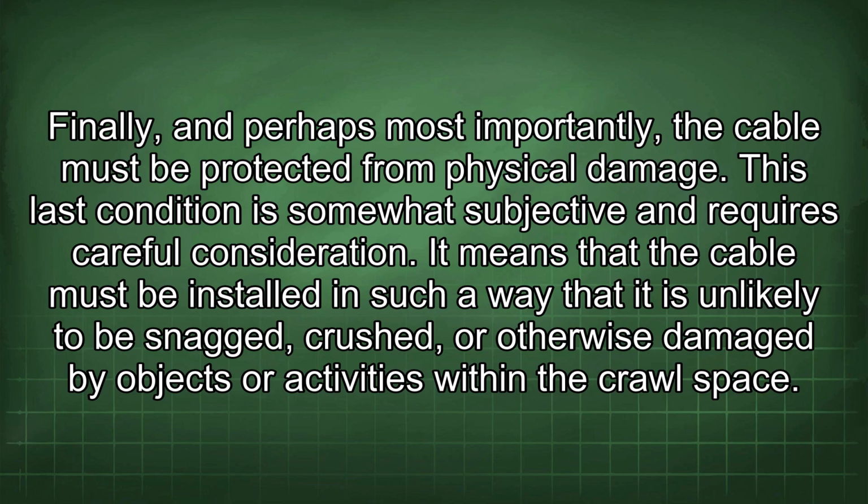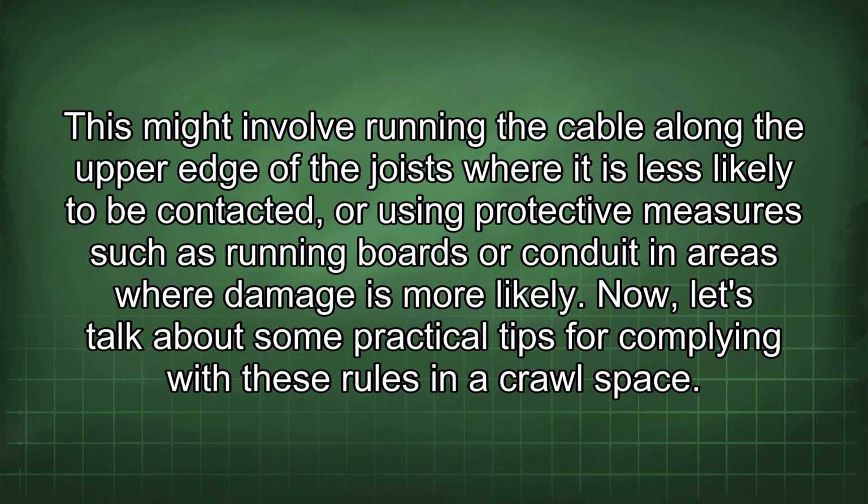It means that the cable must be installed in such a way that it is unlikely to be snagged, crushed, or otherwise damaged by objects or activities within the crawl space. This might involve running the cable along the upper edge of the joist where it is less likely to be contacted, or using protective measures such as running boards or conduit in areas where damage is more likely.